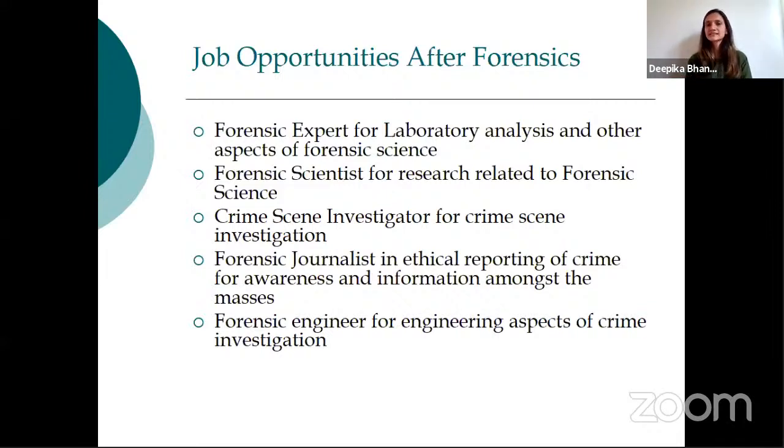A forensic scientist for research related to forensic science. Not every forensic scientist is necessarily doing research, right? There are many people in my organization who are not doing research. They're doing just routine work: cases are coming, they're being analyzed and being sent. Only a few are interested in research. So you don't necessarily limit yourself as a forensic scientist. You can be a very good forensic scientist by doing research also.